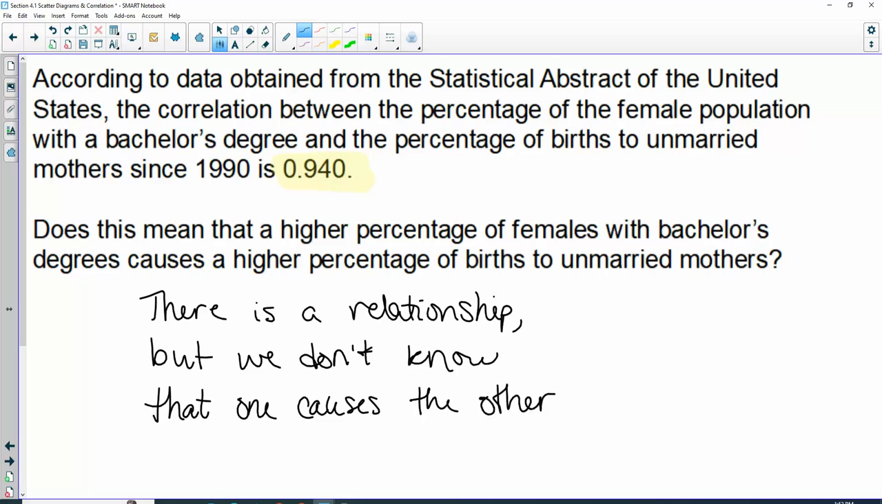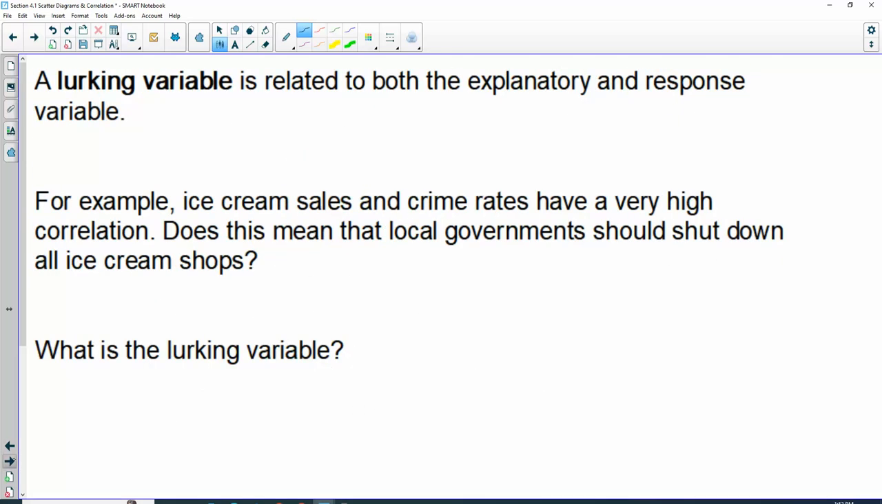So it's okay to tell me things are related. It's not okay to say, oh, that correlation coefficient is really close to 1, so it has to have caused it. This leads into what are called lurking variables. Lurking variables are just things we didn't consider that might be related to both of them.